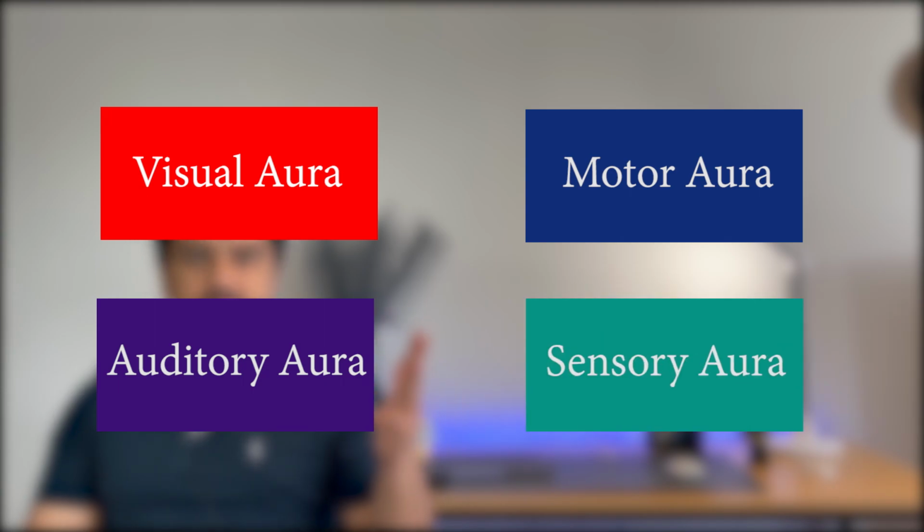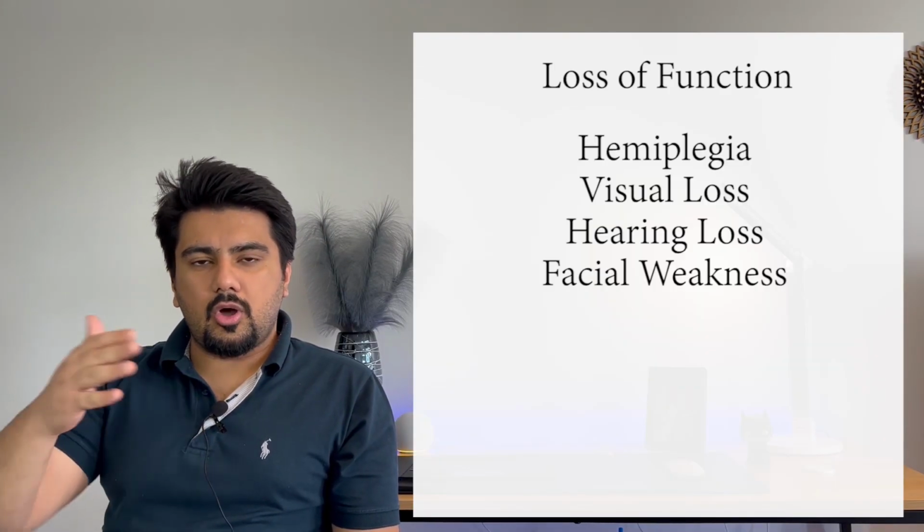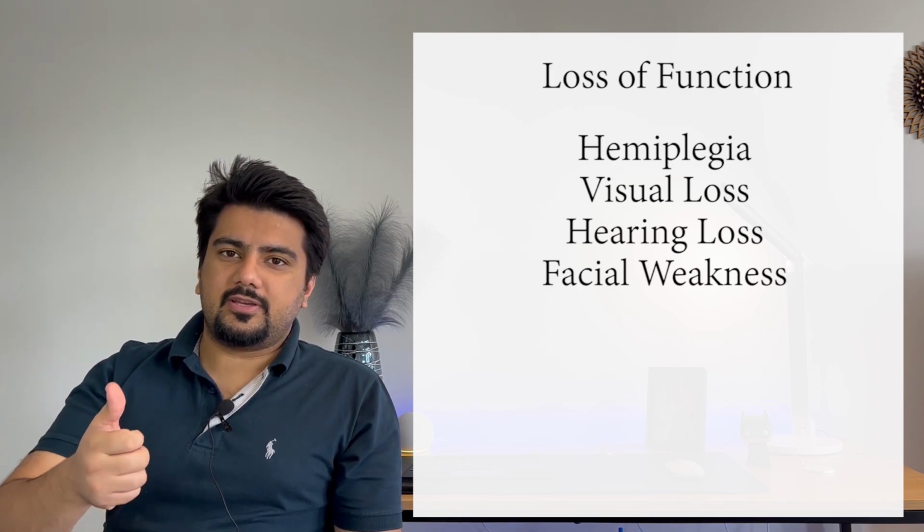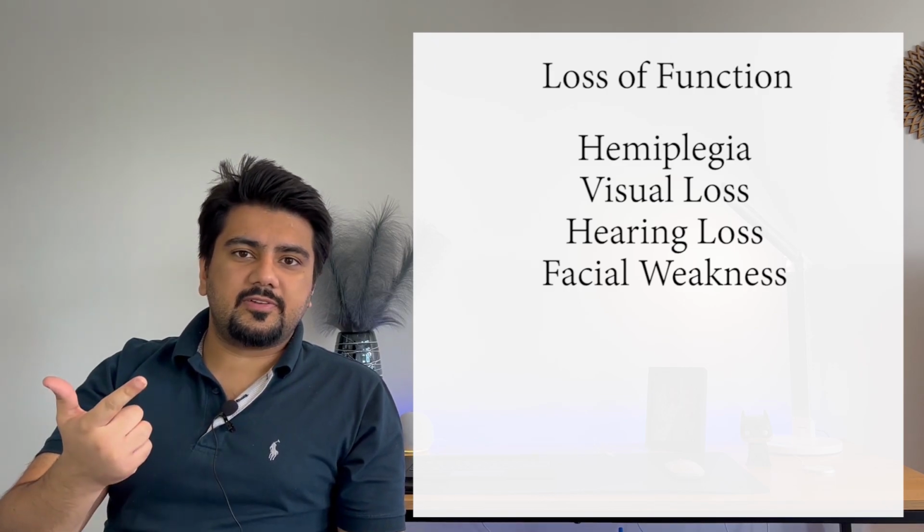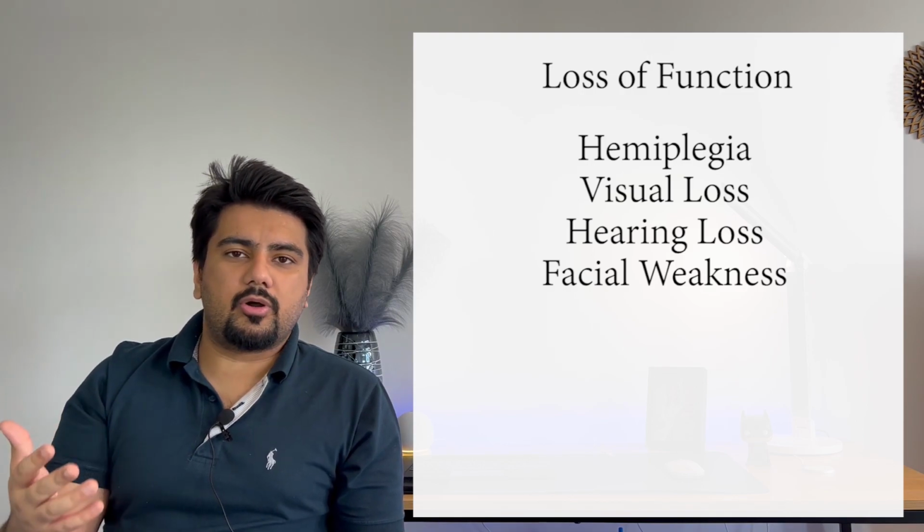Now, there is going to be positive symptoms and negative symptoms. Positive symptoms in an aura is when there is active discharge in a part of the brain that causes these symptoms. Now, there are 4 different types of positive auras, which is visual aura, auditory aura, motor aura, and sensory aura. Negative symptoms are basically the absence or loss of a symptom. Now, there is loss of vision, loss of hearing, or inability to move a limb or an arm.